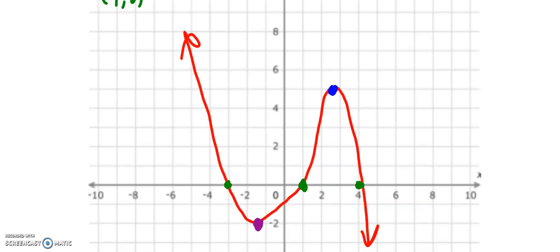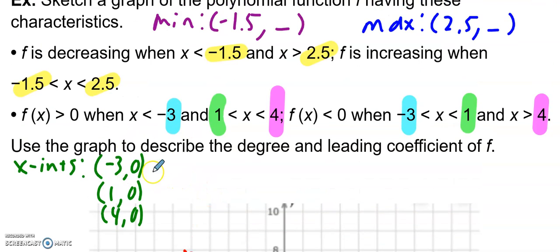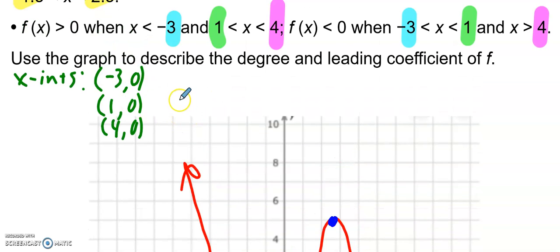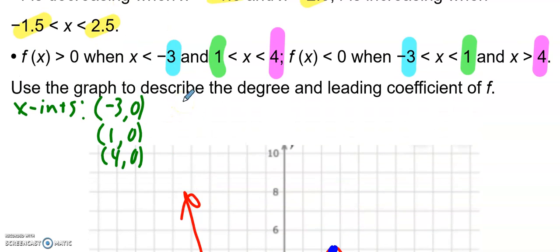All right, so hopefully your graph looks something like this. It doesn't have to be exactly the same. And in fact, it might not be. There's just a few things that we have to have the same though. So the first thing, again, I found the x-intercepts. How did I do that? Because I looked at where the function is changing from greater than 0 to less than 0. So -3, 1, and 4. So I marked down -3, 1, and 4. Those are my x-intercepts. That's where it's changing.